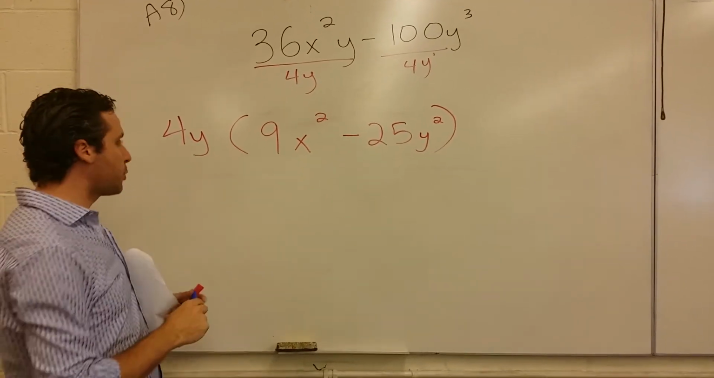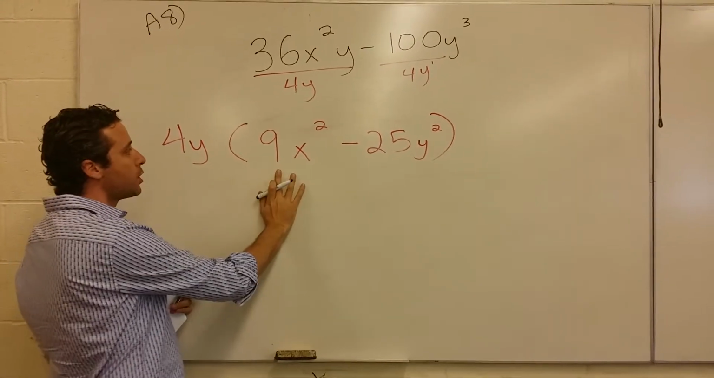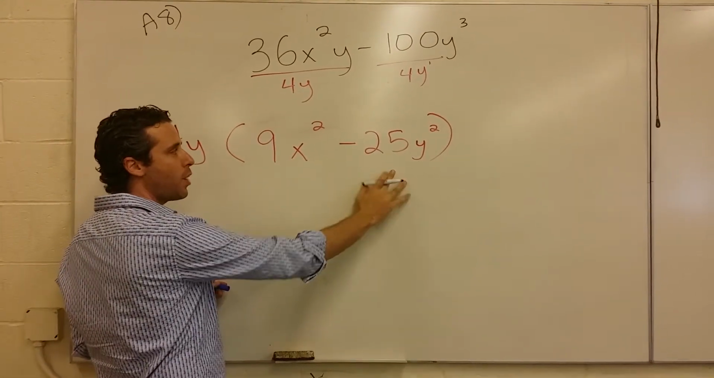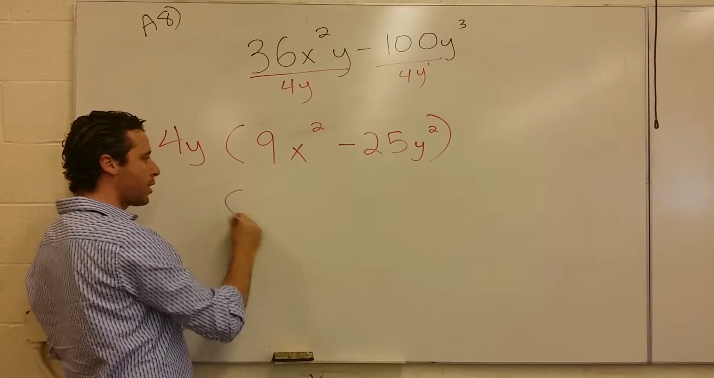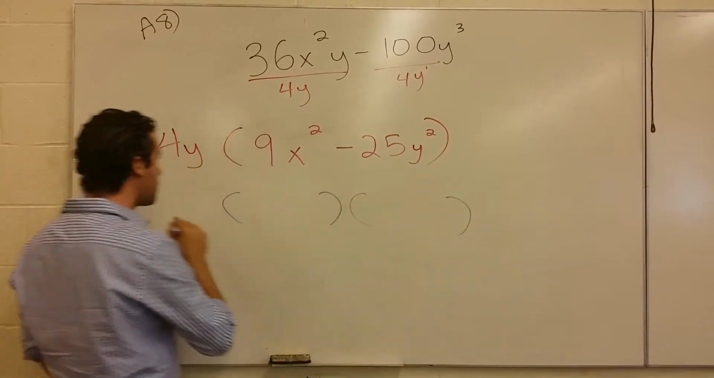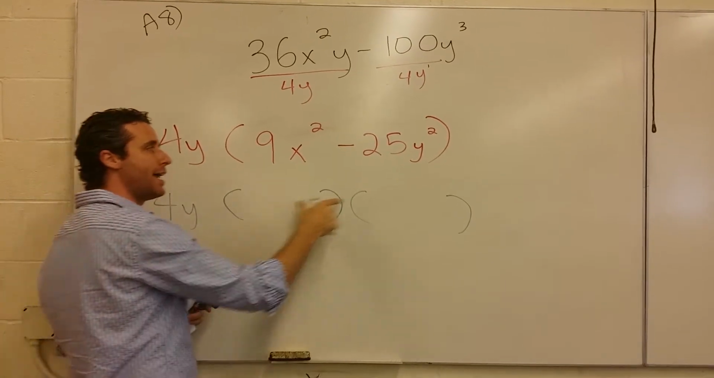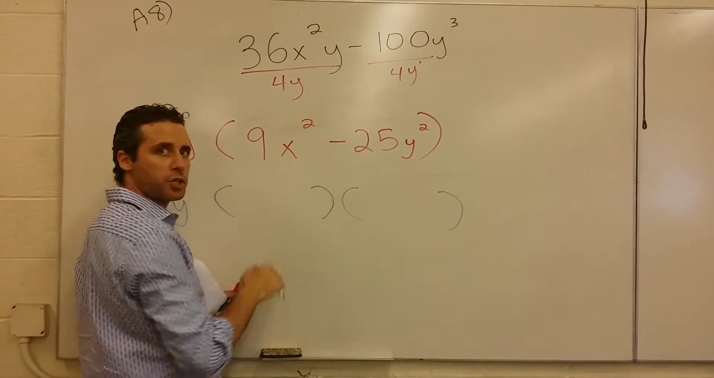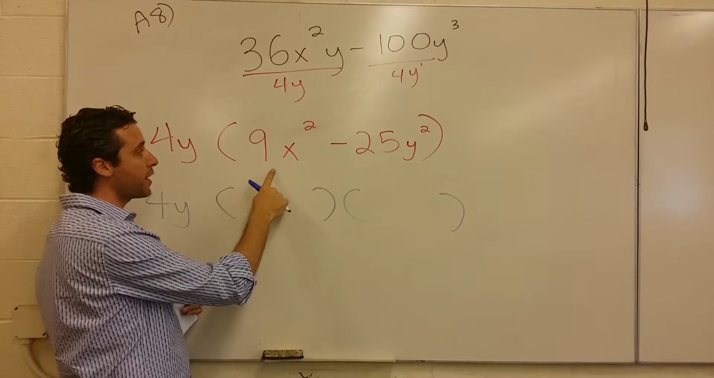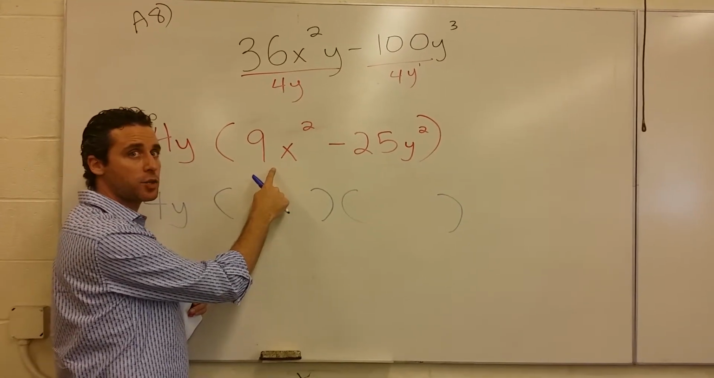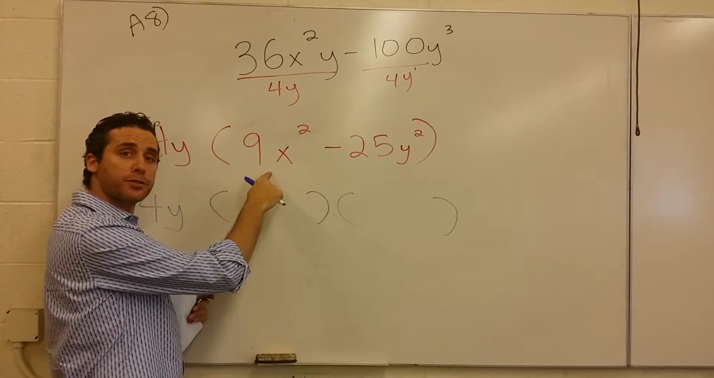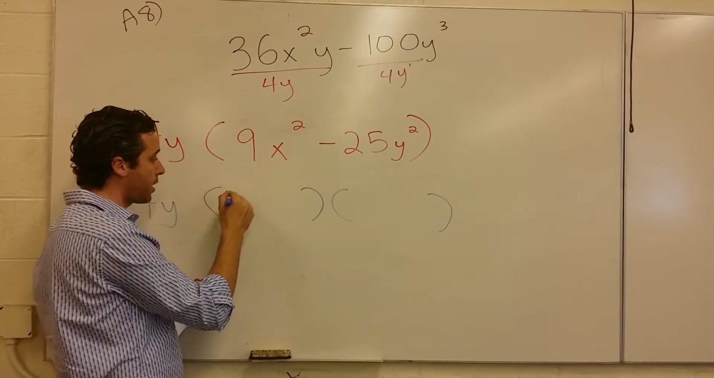This is the difference between 2 perfect squares. 9x squared and 25y squared are both perfect squares. We're going to break this up into 2 additional binomials. Plus, we'll carry down the 4y. So the 4y is part of my answer, and then I'll break this binomial into 2 additional binomials by factoring. We have to think of what times itself will give us 9x squared. That's going to be 3x, because 3x times 3x gives us the 9x squared.